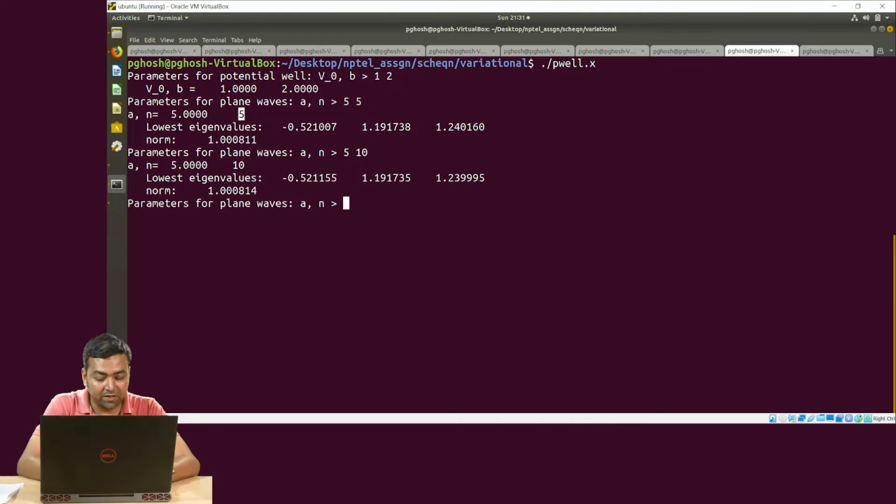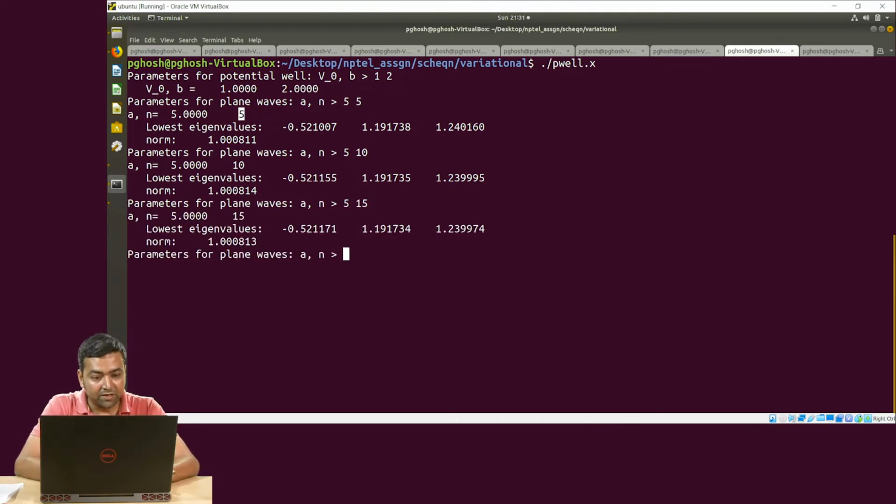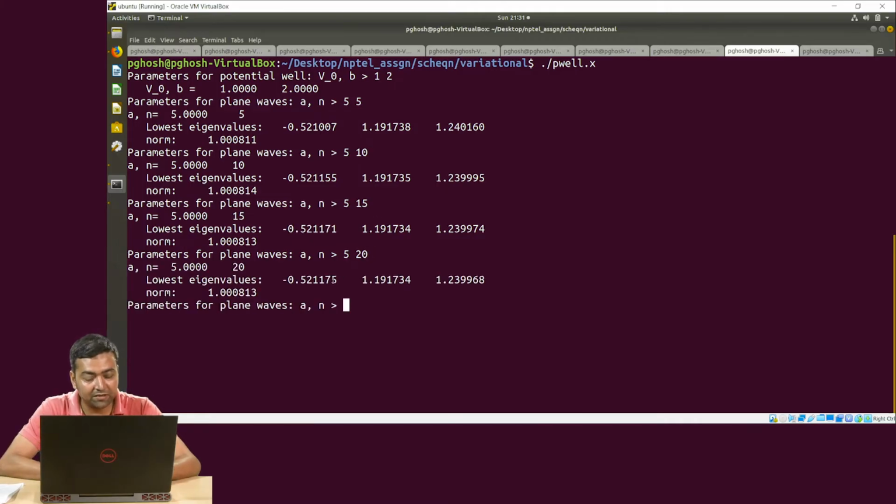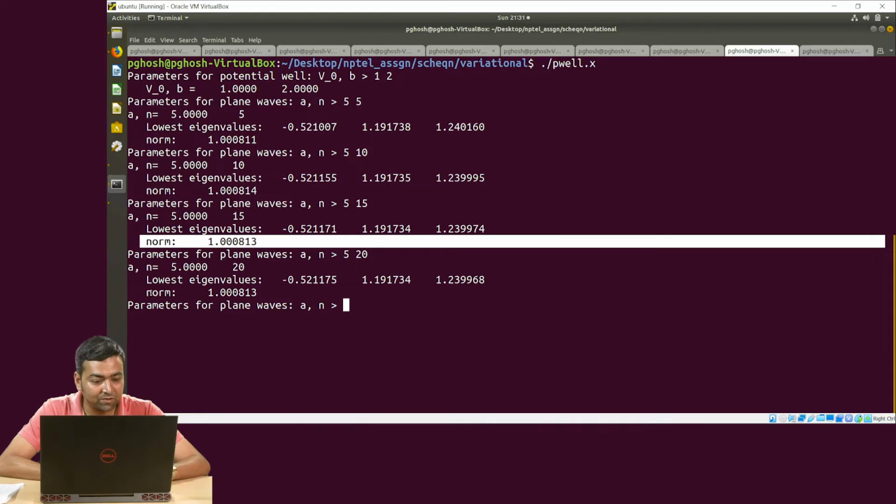If I increase the number of plane waves further, I see that the ground state, the lowest energy eigenvalue, reduces further. And if I go to say 20, then you see there is still a slight reduction here. So, the question is, is this the correct behavior which we expect? To understand this, but before we go to that question, another thing I would like to point out is that for all the cases, the norm of the wave function is always approximately very close to 1.